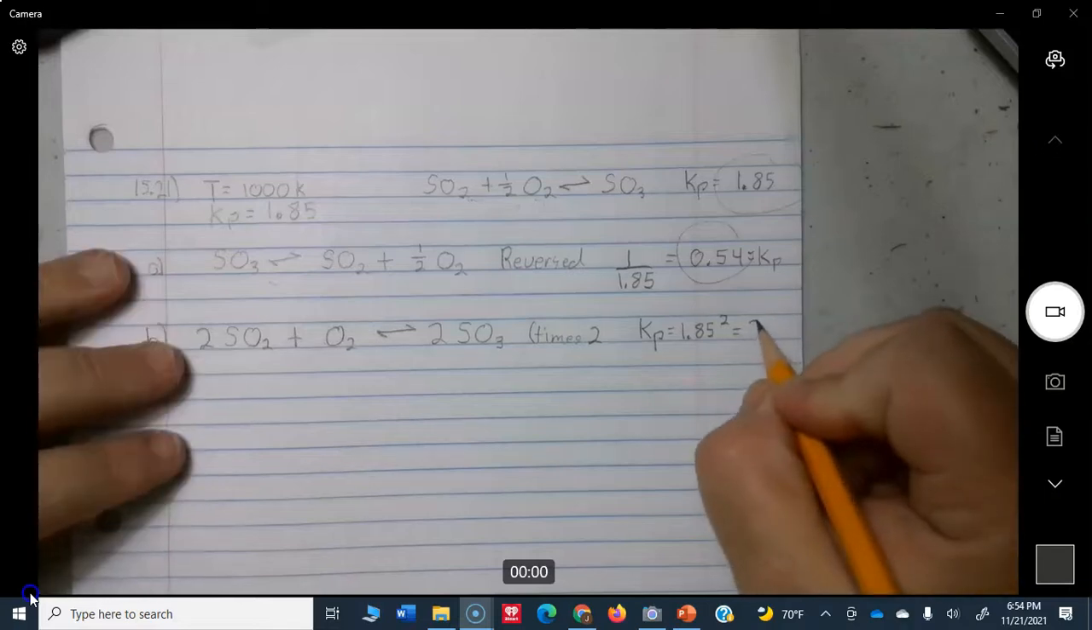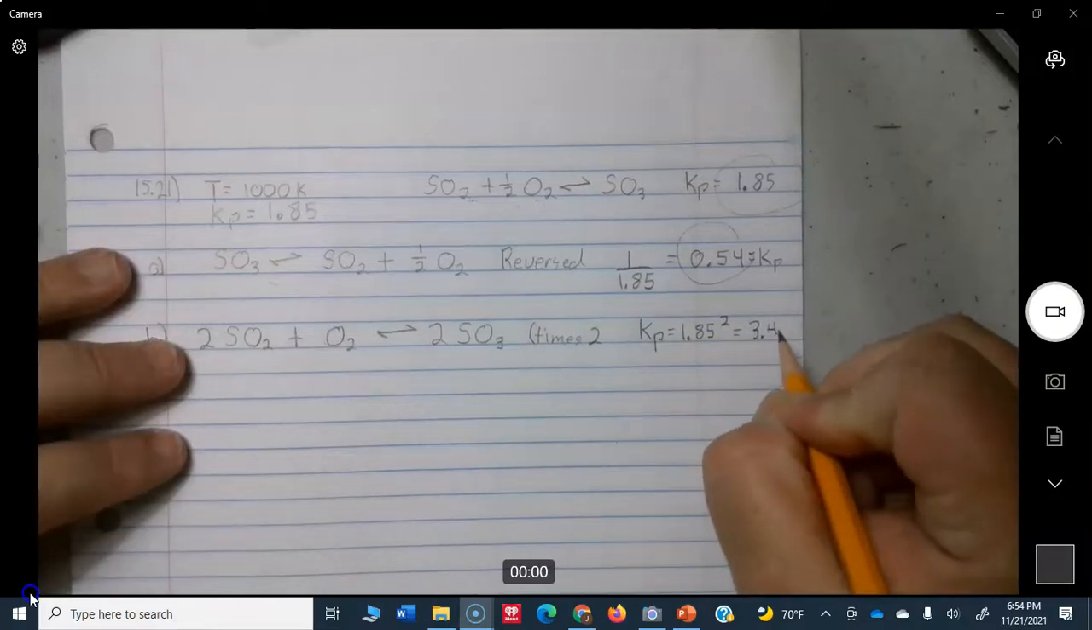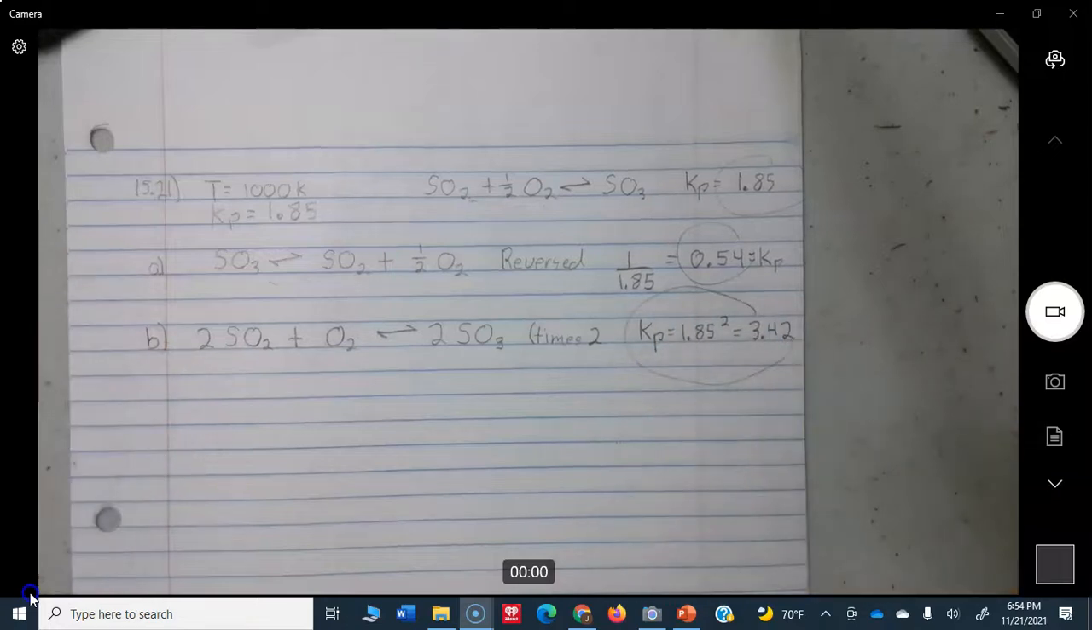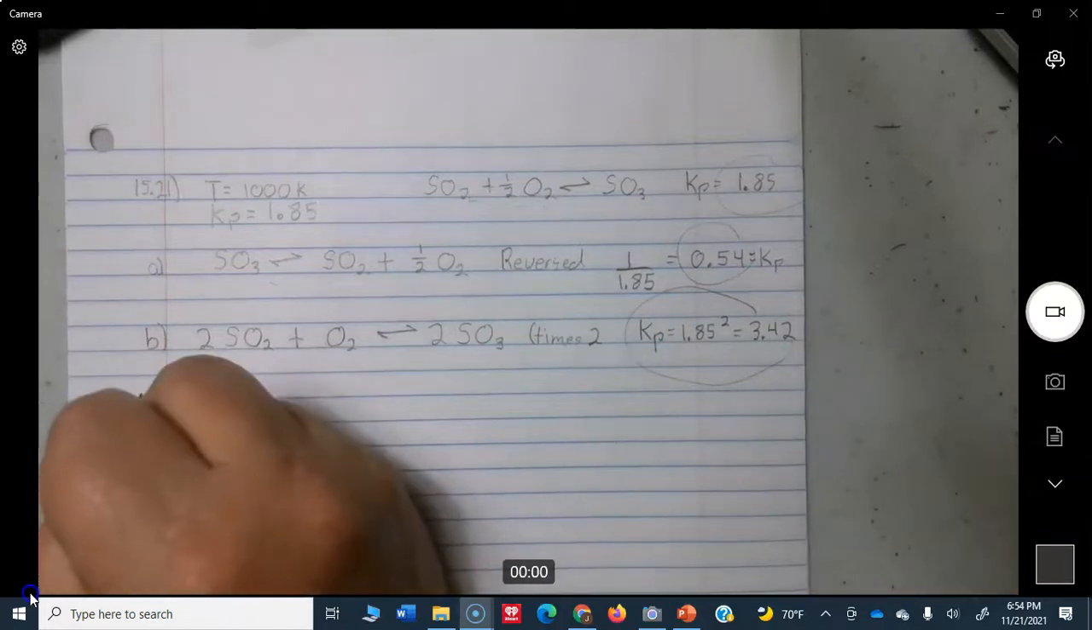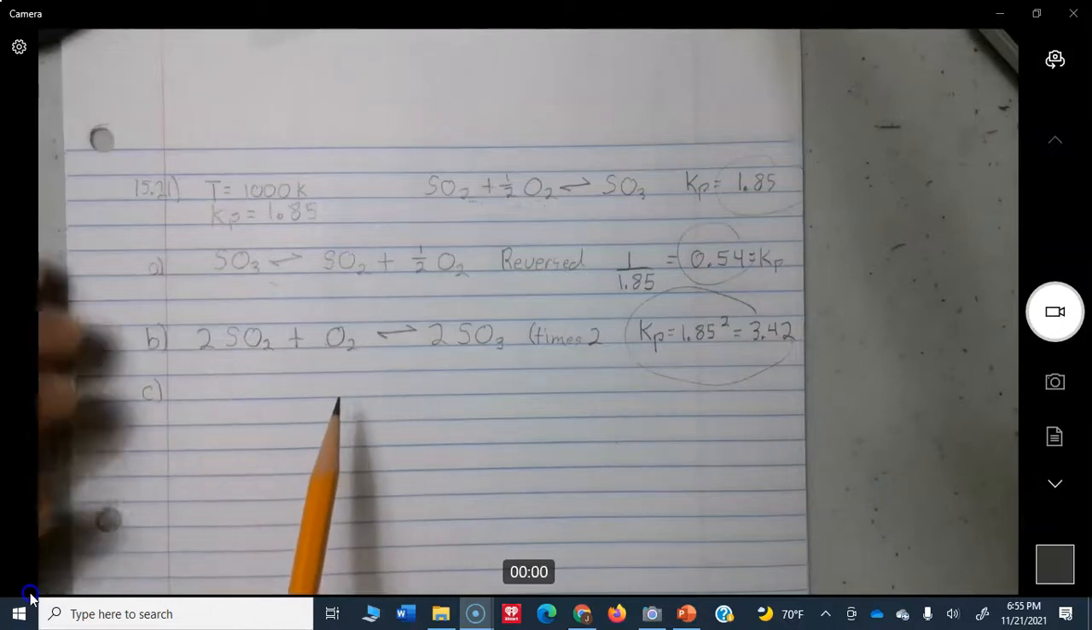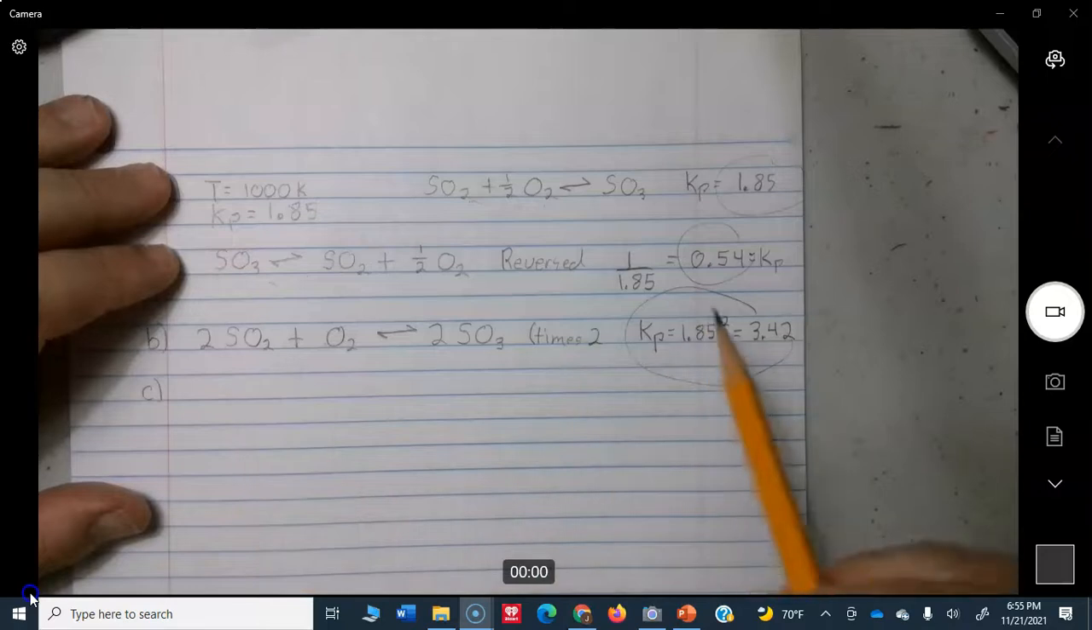3.42. Okay, so that's the answer for B. Come on down to C. And in your book, you can read that for yourself. It says, what is the value of Kc for the reaction in part B? So they're taking this reaction, and they want to know what the value is for Kc.